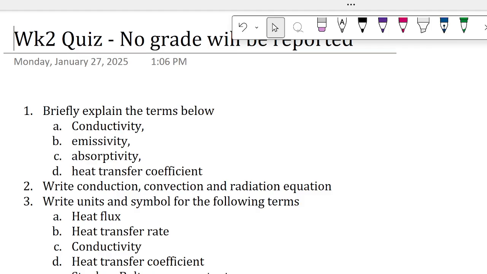So what are the things we are seeing here? Stefan-Boltzmann constant, you didn't learn that much. Radiation equation, you didn't learn that much. I barely touched on those. I know that we'll learn those things. Other than those, emissivity I did talk about. Absorptivity I didn't talk about. So you can skip the emissivity, absorptivity, radiation equation, and Stefan-Boltzmann constant. Other than that, you should be able to answer the conductivity and convection coefficient and the other questions I have: heat flux, heat transfer rate, conductivity, all those things fairly easily.